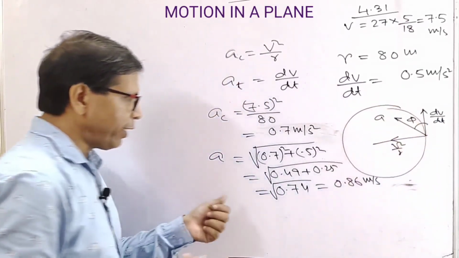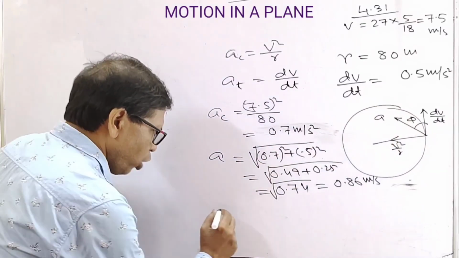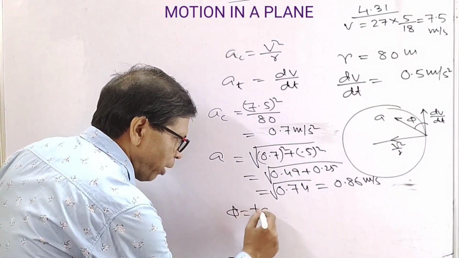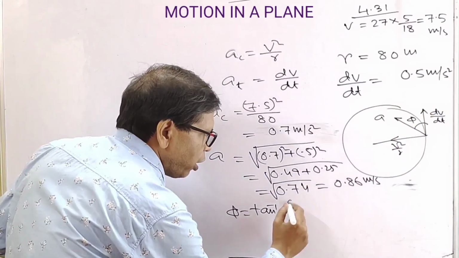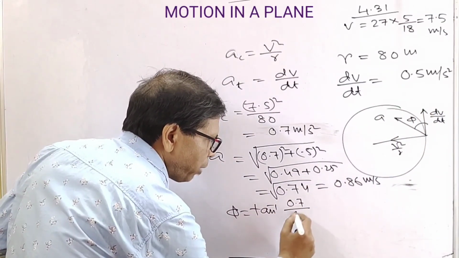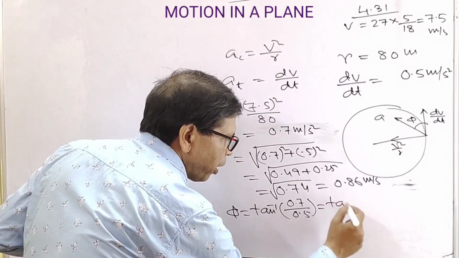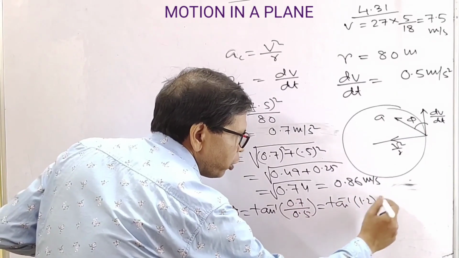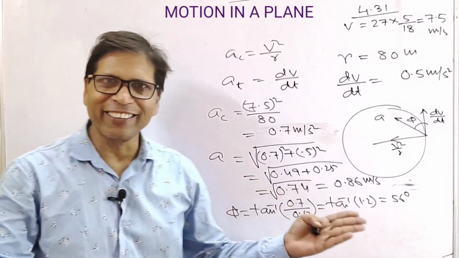Now the angle made by the acceleration vector with the direction of velocity. So phi equals tan inverse of 0.7 divided by 0.5, so this is tan inverse 1.2, which is almost 56 degrees. Okay, understood?